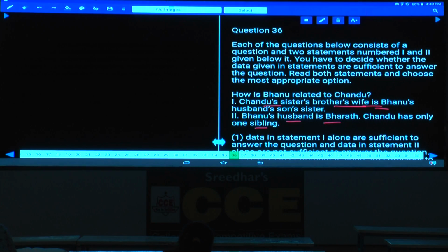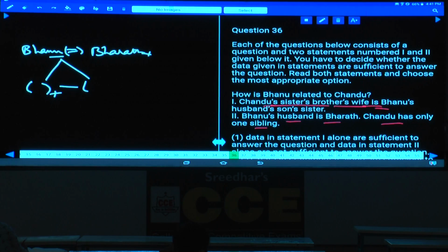Then, by combining these two, Banu's husband is Bharat. Then coming to this one, Chandu's sister's brother. Since Chandu has only one sibling, Chandu's sister's brother is none other than Chandu himself, isn't it? Then Chandu's sister's brother's wife is Banu, and Banu's husband is Bharat. Bharat's son is there, the son's sister is there, and the sister's husband. Now who is this sister's husband here?